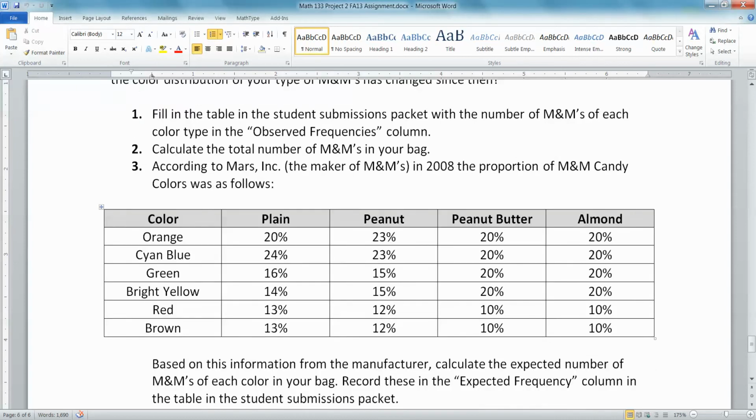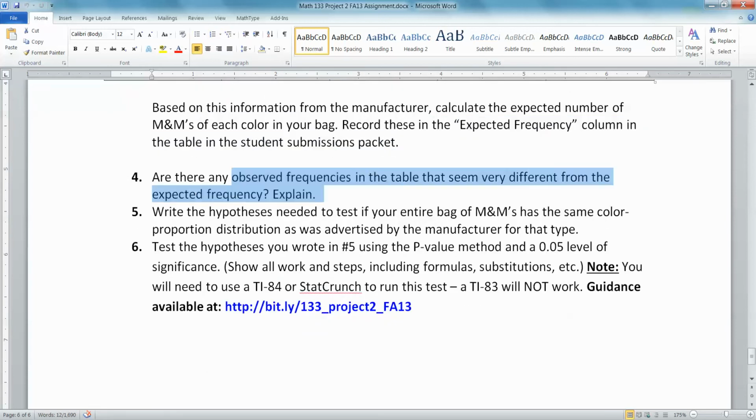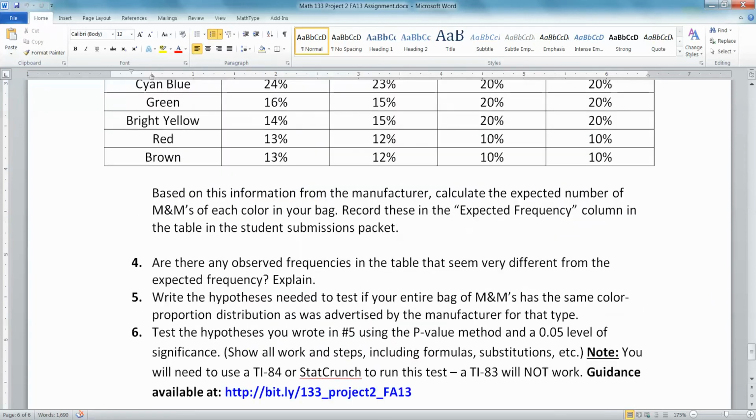So in case you missed it, this is a goodness of fit test that you're doing here. You can kind of tell because it's asking for expected frequency and observed frequencies. That's kind of a sign. So I, of course, can't do this particular problem. For one thing, that would be what you're doing for your project, and for another thing, I don't have a bag of M&Ms to test any of this with.